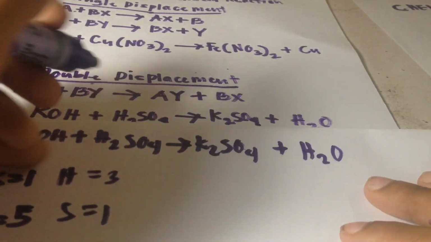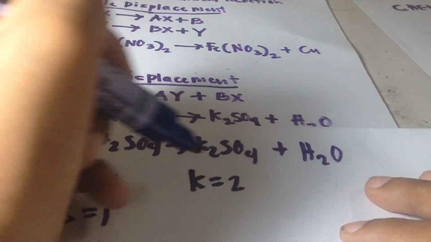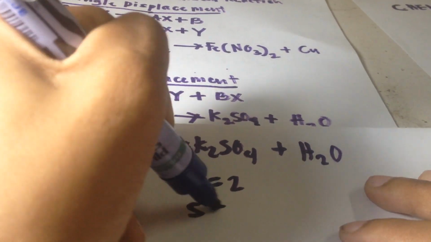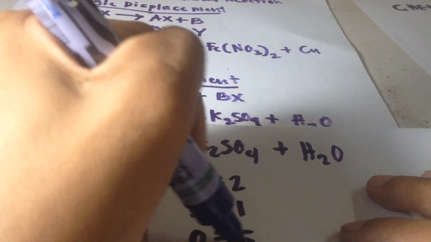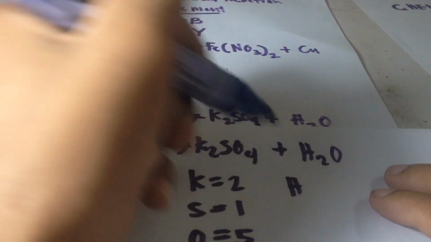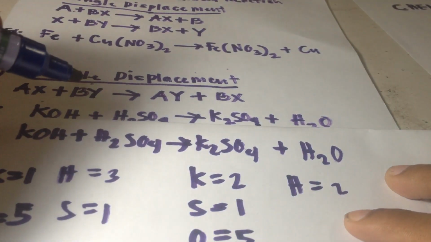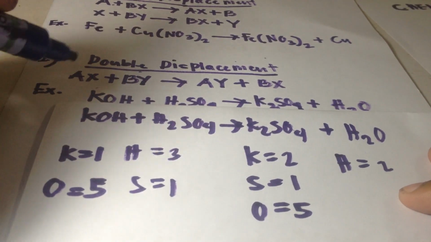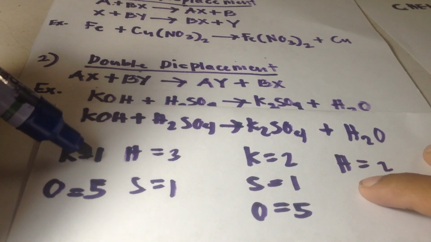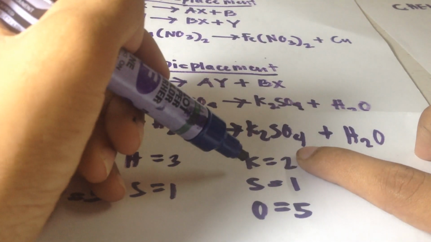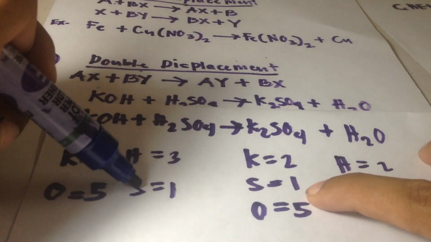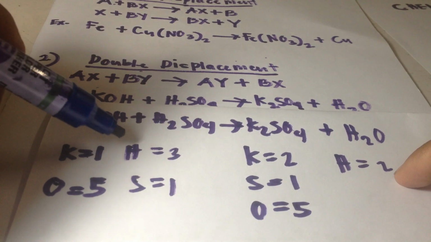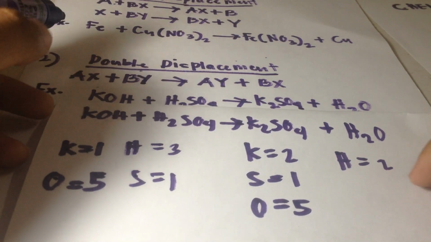How about in the products? Potassium has a subscript of 2. Sulfur has a subscript of 1. Oxygen has a subscript of 5, and hydrogen has a subscript of 2. So this is not balanced. Potassium has a subscript of 1 in the reactants, and potassium in the products has a subscript of 2. Oxygen is the same, sulfur is the same, and hydrogen is not the same. So the problem is the potassium and hydrogen.